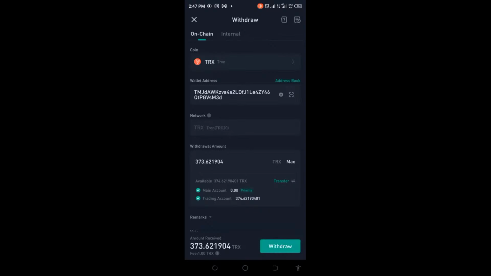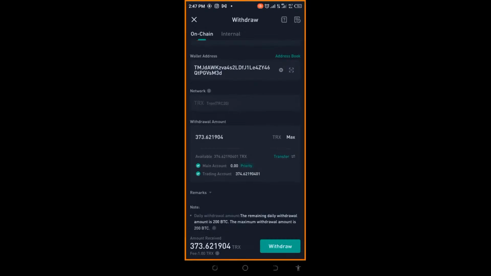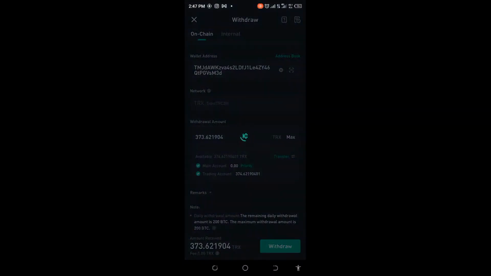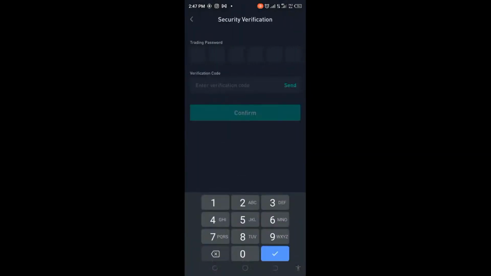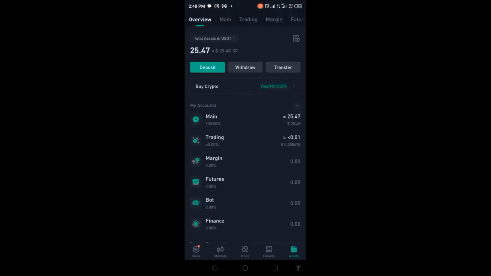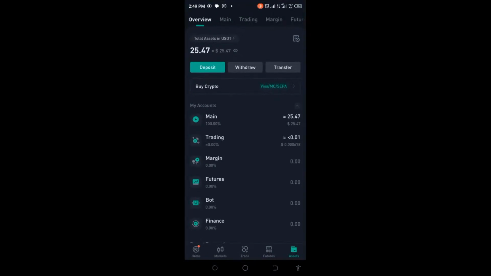Okay, so you can see here what we're going to eventually get is 373.62. That's the entire amount we are going to get, 373.62. So let's go ahead and withdraw. Okay, I'm going to put in my verification and then I'll get back here. Okay, I put in all my verifications, and now it's on the processing point. So this equivalent is like 27.47.